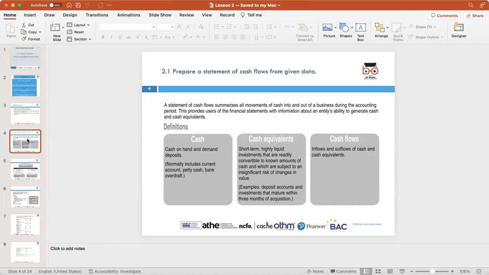So, definitions: cash on hand or demand deposits, normally including current petty cash. Cash equivalents are short-term, highly liquid investments that are readily convertible to known amounts of cash and which are subject to an insignificant risk of changes in value, for example, deposit accounts and investments that mature within 3 months of acquisition. Then the third one is cash flows, inflows and outflows of cash and cash equivalents.